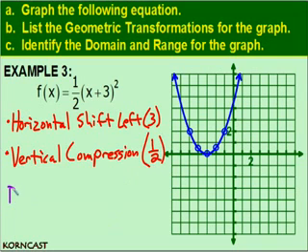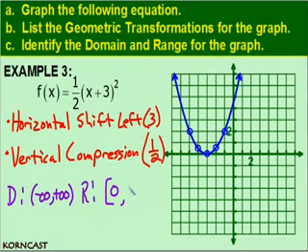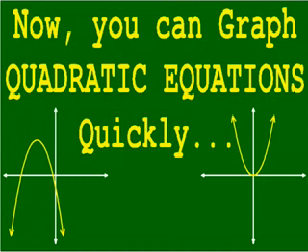Now to identify the domain and range. Well, again, my domain is going to be all x values. So from negative infinity to positive infinity. And now my y values, well, if you notice my graph is going up, and the lowest value here is a 0, and it comes down and touches. So I'm going to include 0 and go to positive infinity. And that concludes how you can graph quadratic equations quickly.